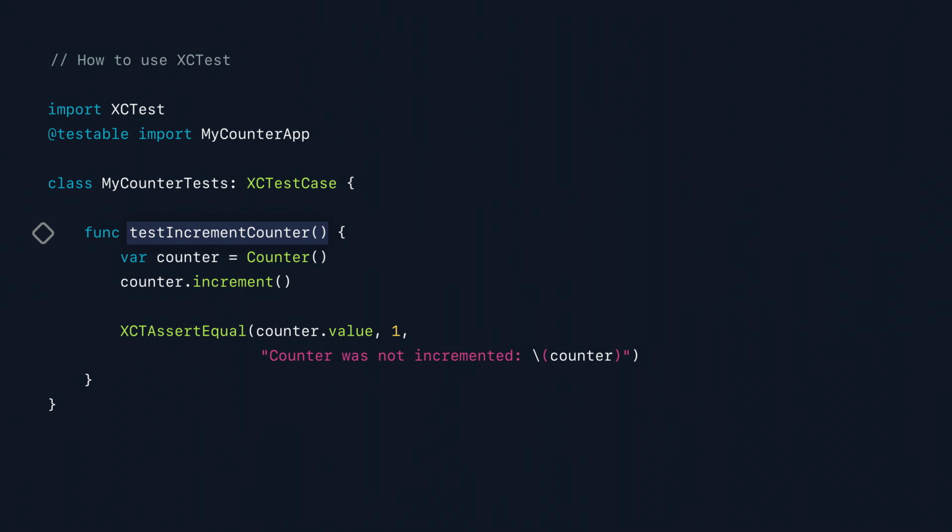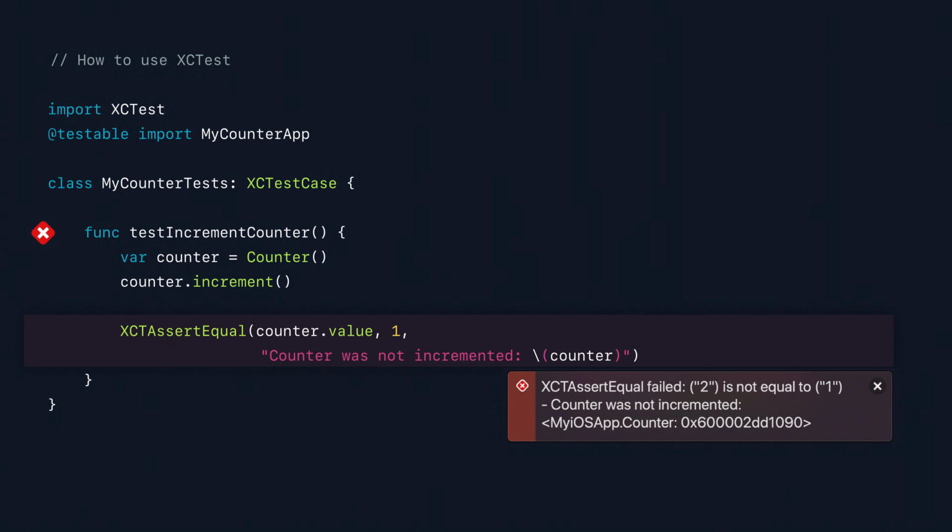Now, once we run this test, we hope that it passes and the test diamond turns green with a check mark inside. We know this isn't always the case, though. If the test fails, the test diamond turns red with an X, and the relevant line will highlight. We also get an error message that shows what went wrong in the test. The string we passed to XCTAssertEqual also shows up now to give us more information to debug the issue.